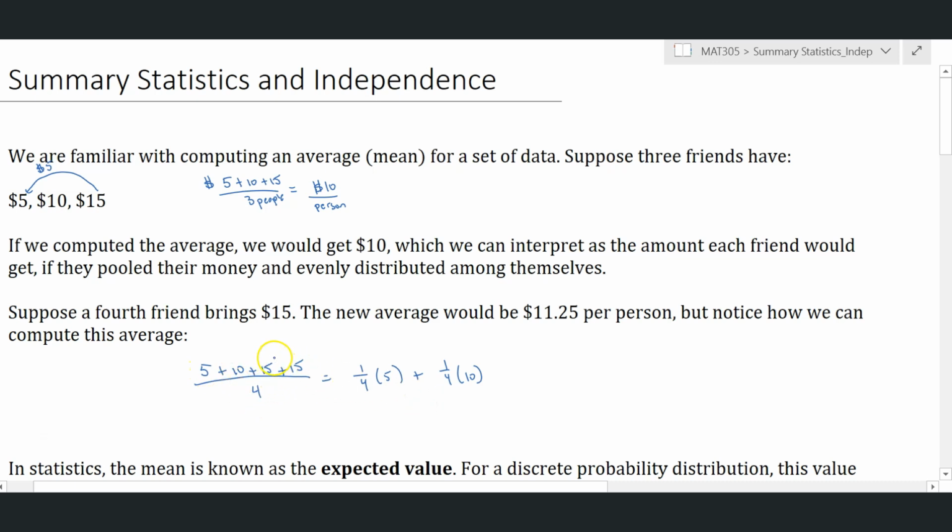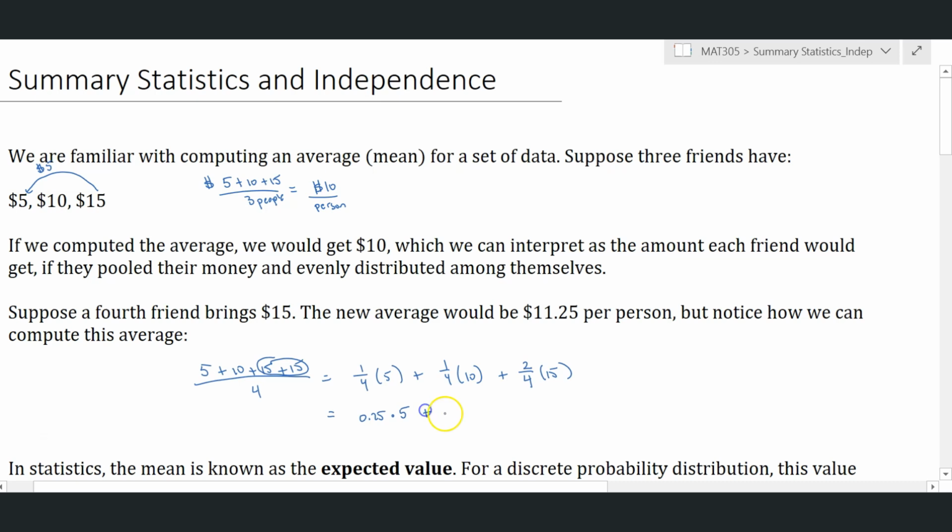And then if you notice here, we have two 15s. So we could do 15 over 4 plus 15 over 4, but because 2 out of those 4 amounts are 15, we could apply 2/4 to the 15. And this is often how we actually compute averages in statistics. We take the relative frequency, or in our case, it would be a probability. Here, these aren't probabilities, these are known fractions.